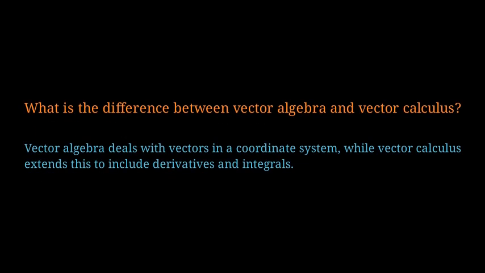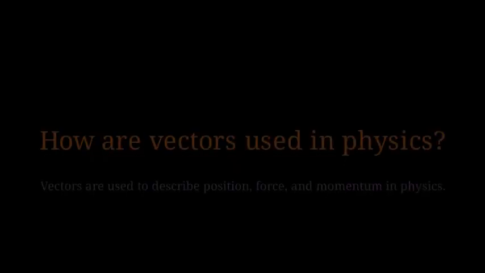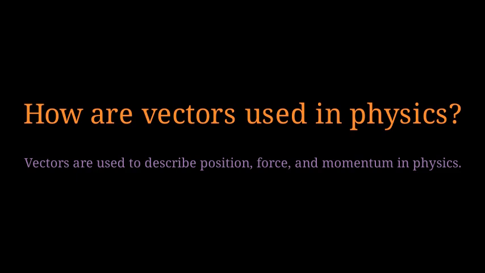What is the difference between vector algebra and vector calculus? Vector algebra deals with vectors in a coordinate system, while vector calculus extends this to include derivatives and integrals. How are vectors used in physics? Vectors are used to describe position, force, and momentum in physics.